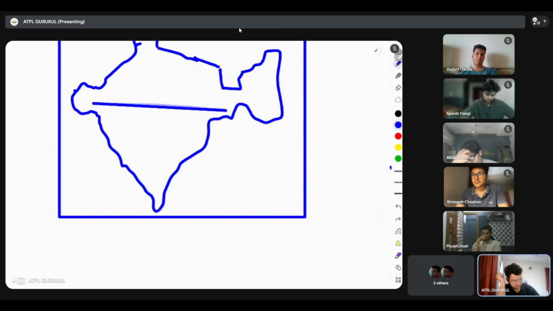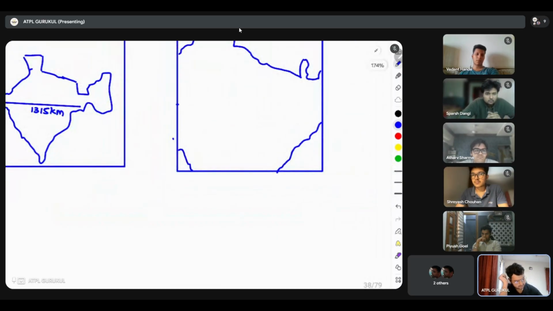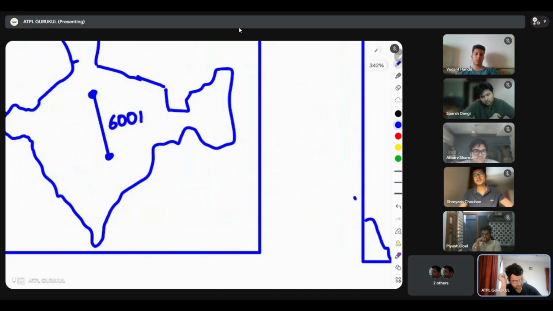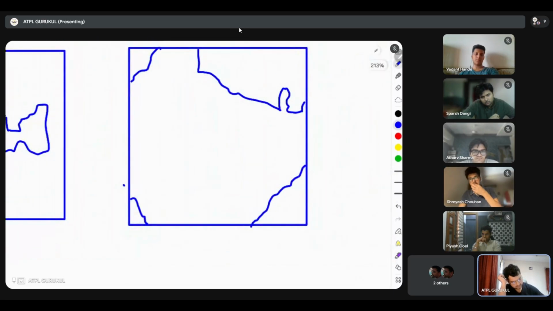Ahmedabad to Kolkata, distance 1315 kilometers. Let's take a smaller one. Delhi to Nagpur, let's say about 600 kilometers. Again, Delhi to Nagpur, 600 kilometers.